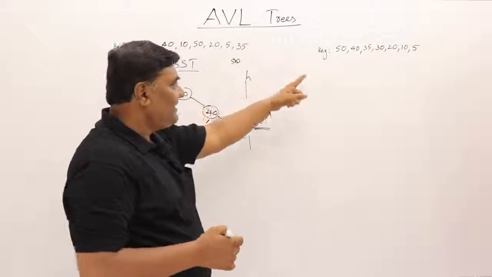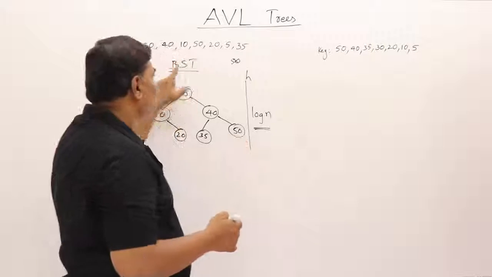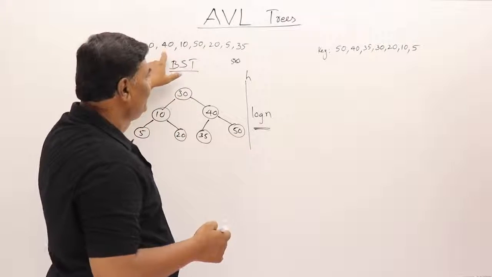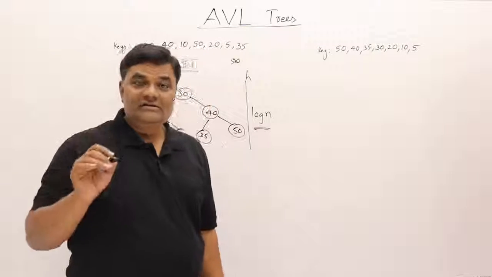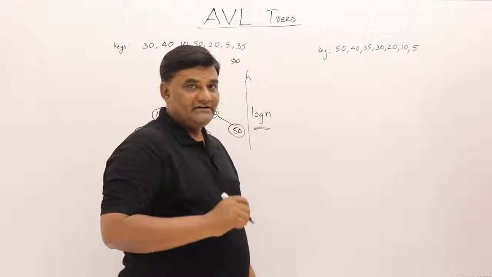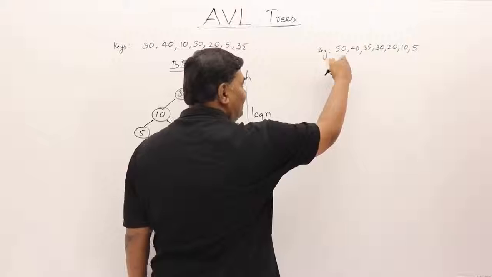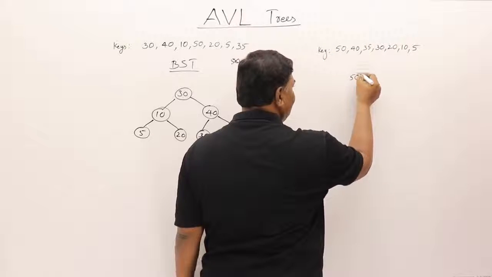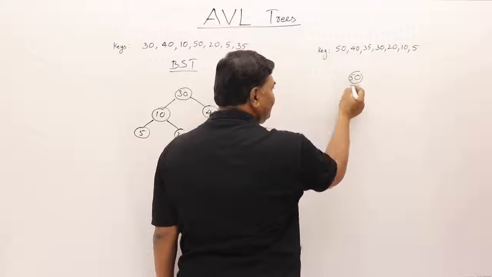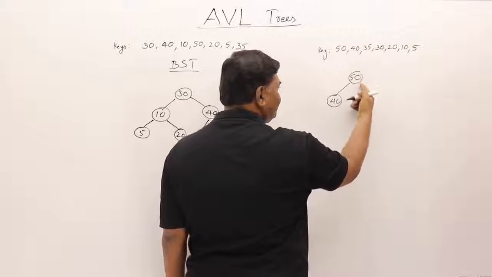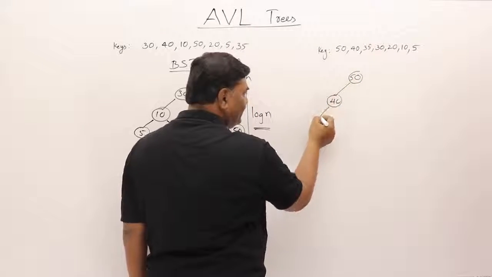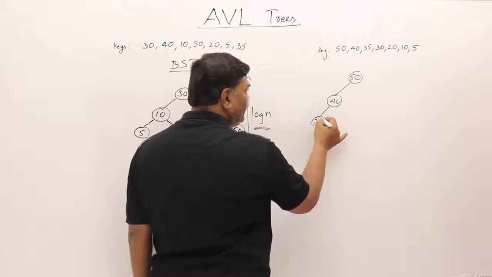Now same keys, I have taken them here also. See, 50 is there, 40 is there, 35, all the keys are as it is. But the order is different. Now let me create a binary search tree for that. Start from the first key element, 50. Next is 40. 40 is less than 50, so it will come as a left hand side.